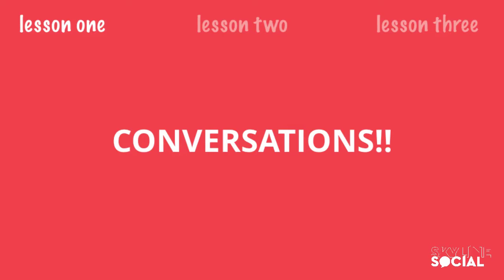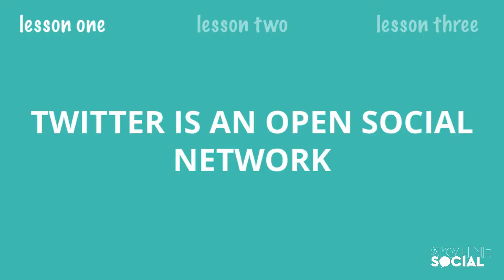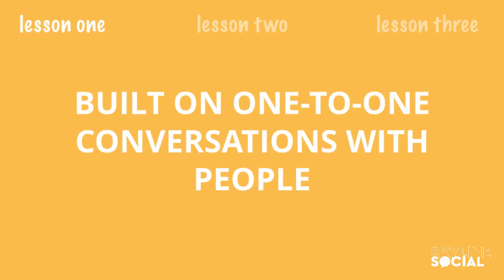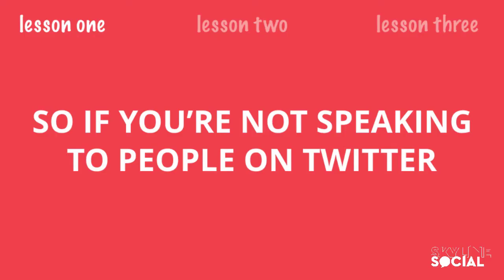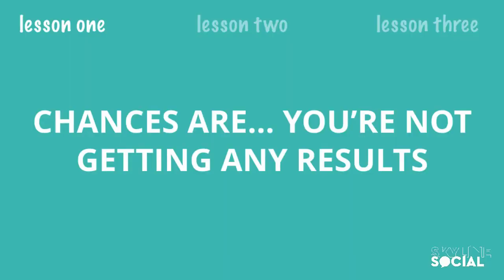Because you need to remember, as I mentioned at the beginning of this training session, Twitter is an open social network. Really, what that means is that you can pretty much speak with anyone on Twitter. You can find anyone and you can speak with anyone. And the best way to get the best results on Twitter is by having one-to-one conversations with people. Twitter is built around these conversations, which is why you might have seen things like Twitter chats. Everything is around conversations. So if you're not actually having conversations with people on Twitter, you're missing Twitter's greatest asset, the most powerful thing that Twitter has to get you results. If you're not speaking to people on Twitter, chances are you're not getting any results.